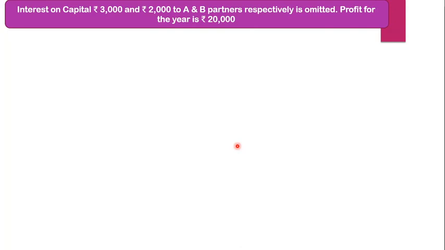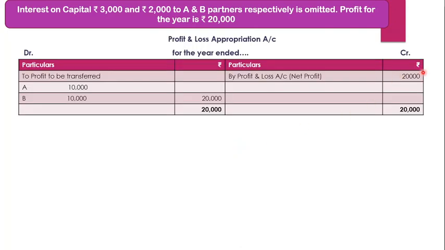Now, if this is omitted, how does my profit and loss appropriation account show it? The P&L account net profit is 20,000. Since A and B's interest on capital of 3,000 and 2,000 is omitted, the entire 20,000 is distributed to partners in their profit sharing ratio. So this is my divisible profit with that mistake. The mistake is that the firm has not provided interest on capital by mistake.